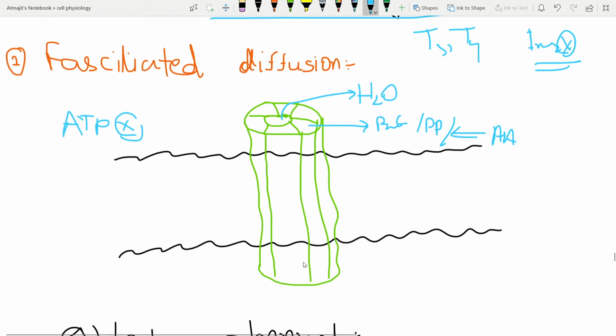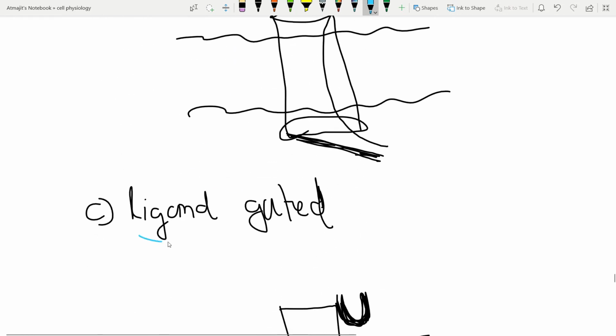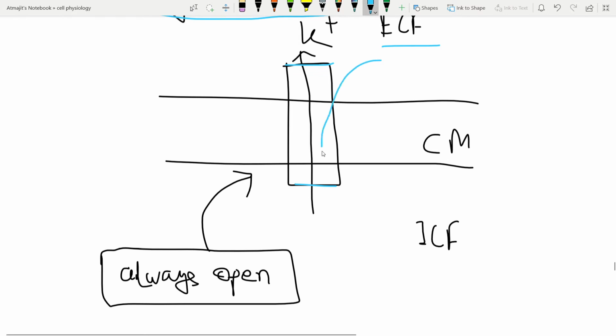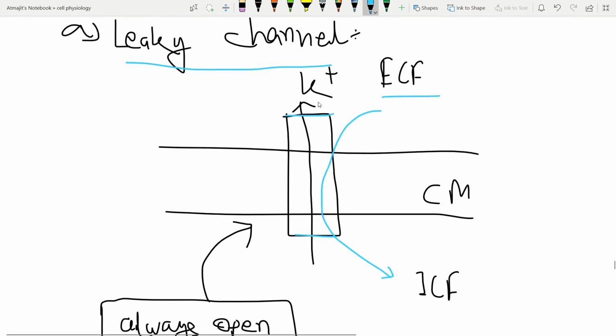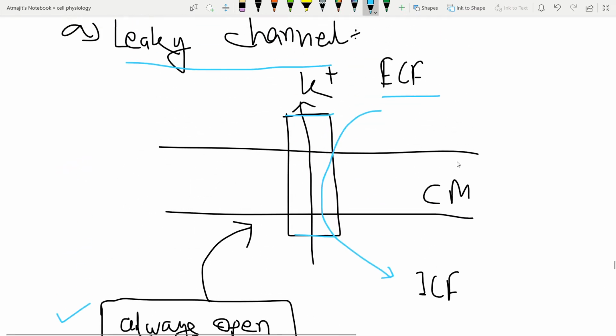Here these channels are of three types. One is the leaky channel, another is the voltage gated channel, and another is the ligand gated channel. In the leaky channel there is no barrier on the outside or inside. From the extracellular fluid it will come directly to the intracellular fluid, depending on the concentration gradient. So it is always open. Like this, potassium travels through the leaky channel of the cell membrane. We will discuss this in resting membrane potential elaborately.